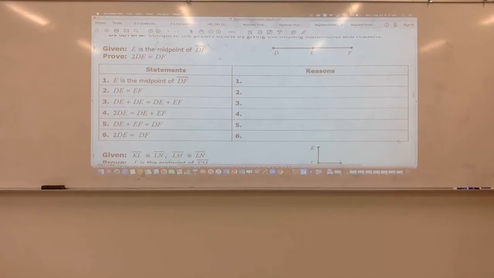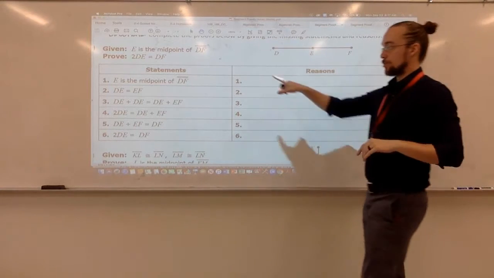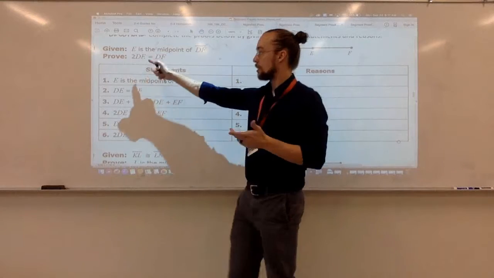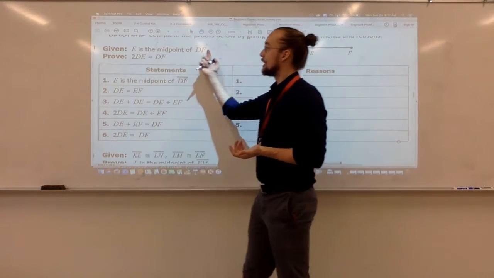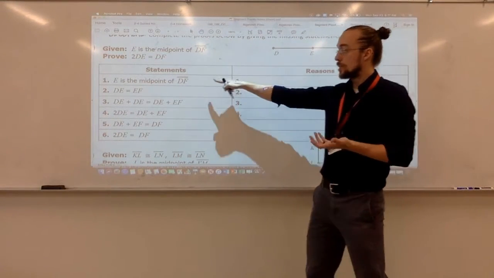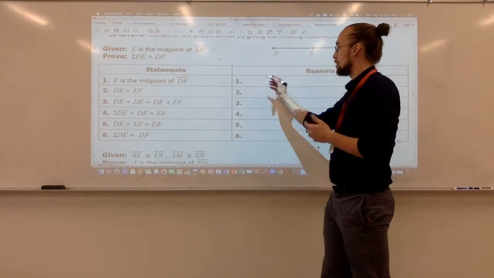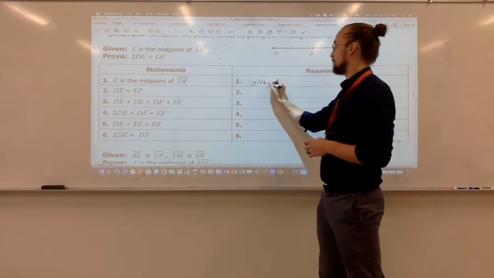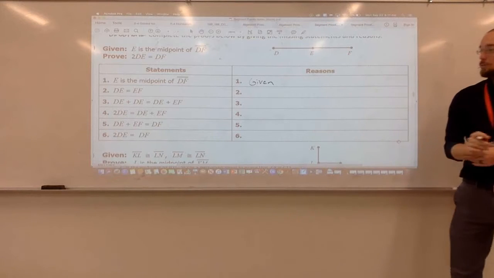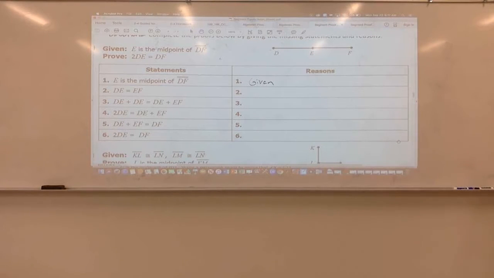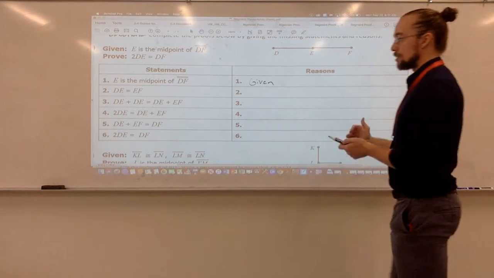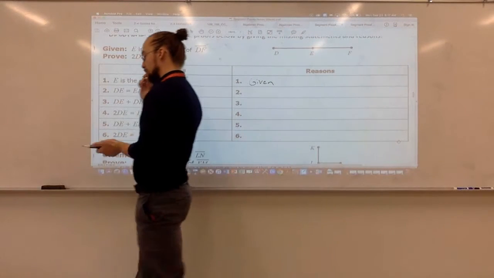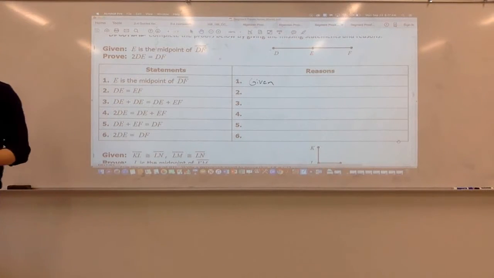The first line of every proof that we're going to look at is given, and that's literally written as given: E is the midpoint of DF. So that's going to be the first line of my proof, and the reason is just given. Well, so now what we have to think about is how did we get from one line to the next, just like we did with the algebraic proofs. But now we're going to be using these different properties and postulates and definitions.